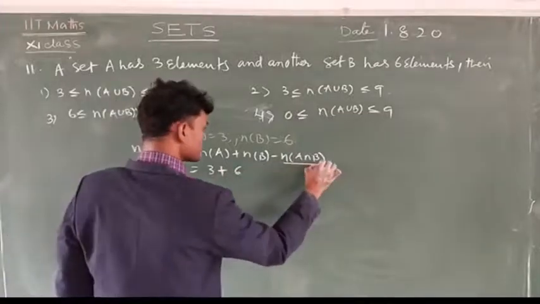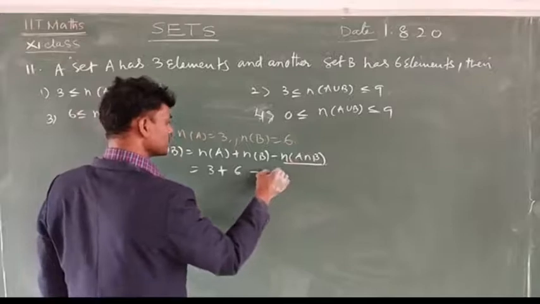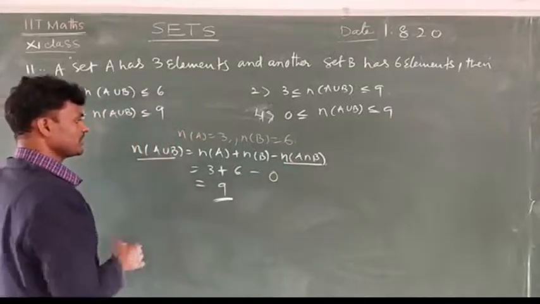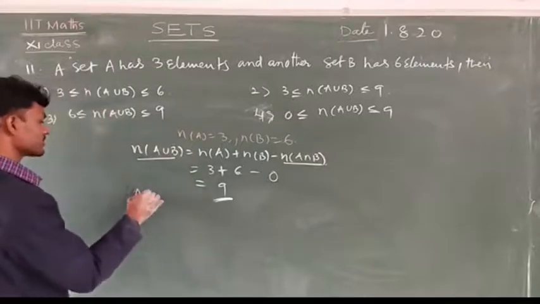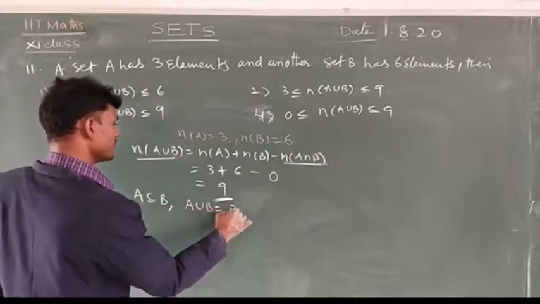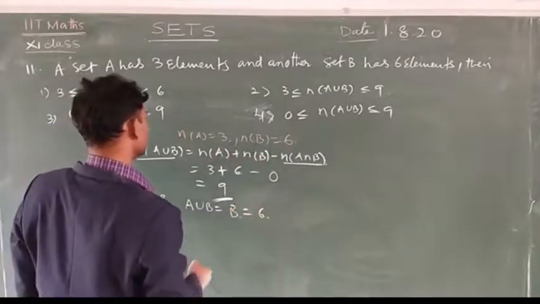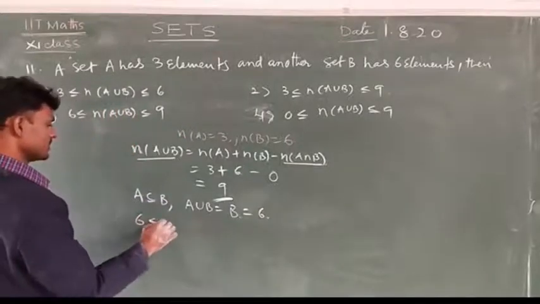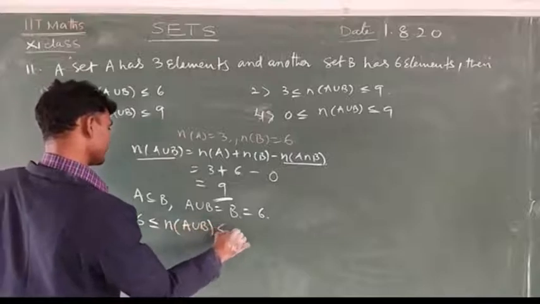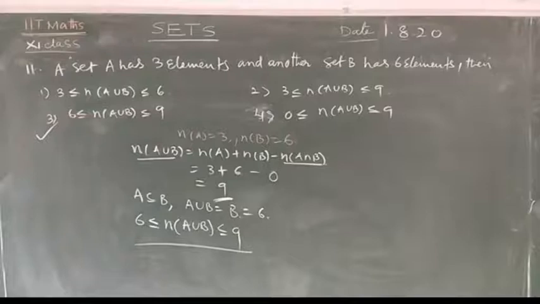Here, if these two are disjoint sets, then n of A intersection B is equal to 0. Then the maximum is 9 elements possible for n of A union B. Suppose A is a subset of B, then A union B is equal to B. Then here with 3 and 6, B is equal to 6. That's why 6 elements is less than or equal to n of A union B, which is less than or equal to 9. Third option, note down.